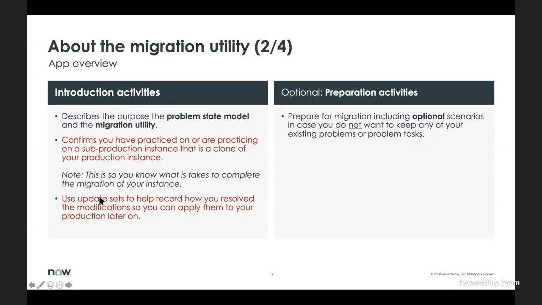And the other thing we highly recommend, and we do tell you this in the utility as well, is to create update sets to help record the actions you take to resolve the modifications that we detect, so that later when you move to your production instance, when you're happy with the results, you can actually just reapply those back to your production instance and basically shorten the time it takes to run the utility on your production instance.